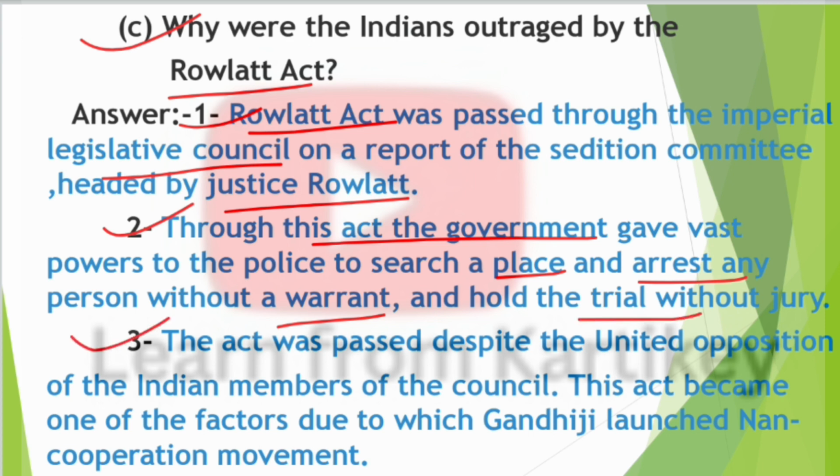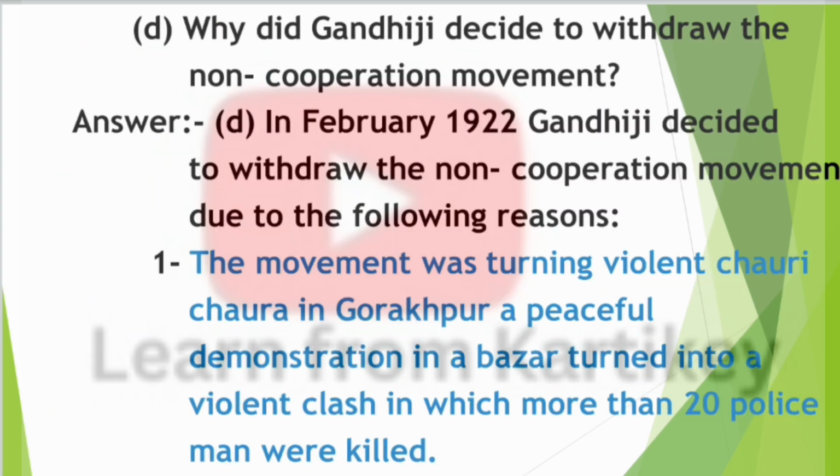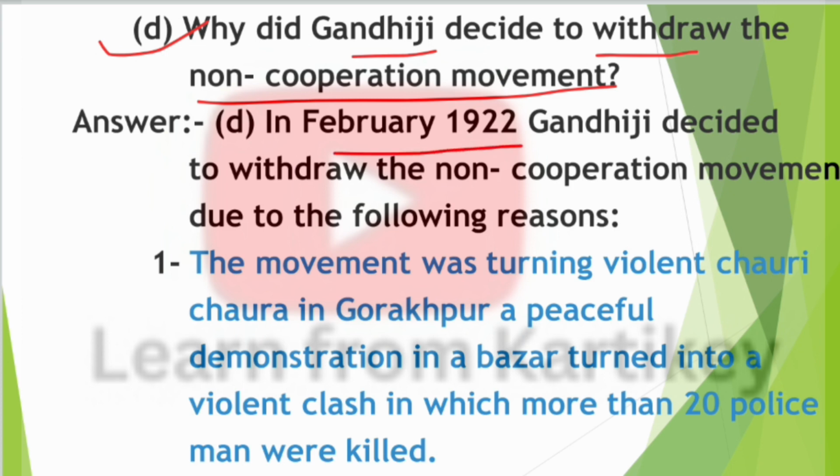Third point, the act was passed despite the united opposition of the Indian members of the council. This act became one of the factors due to which Gandhiji launched the non-cooperation movement. Next part, why did Gandhiji decide to withdraw the non-cooperation movement? So answer, in February 1922, Gandhiji decided to withdraw the non-cooperation movement due to the following reasons.